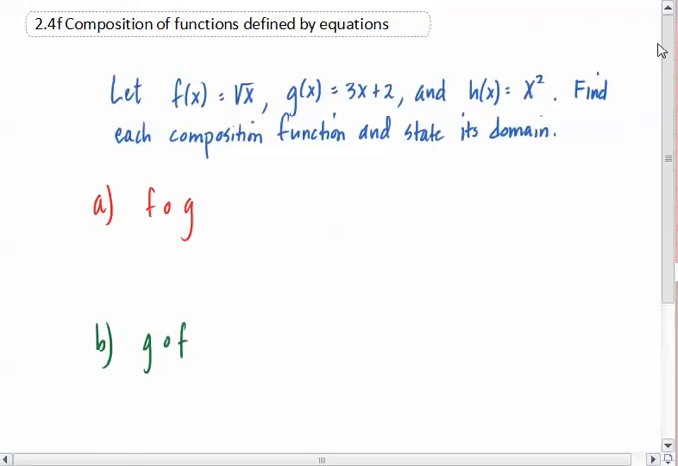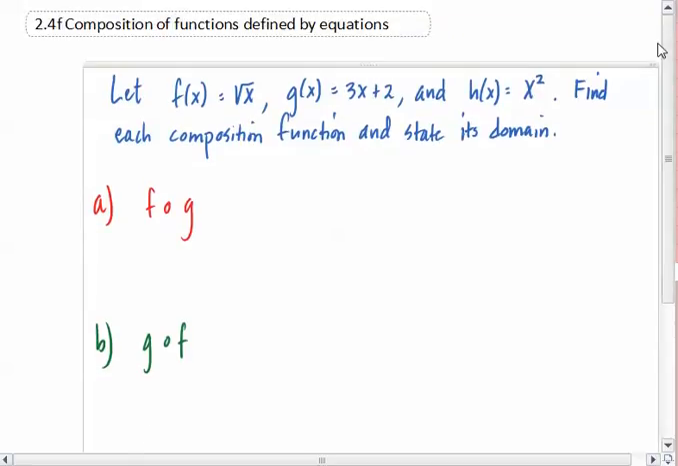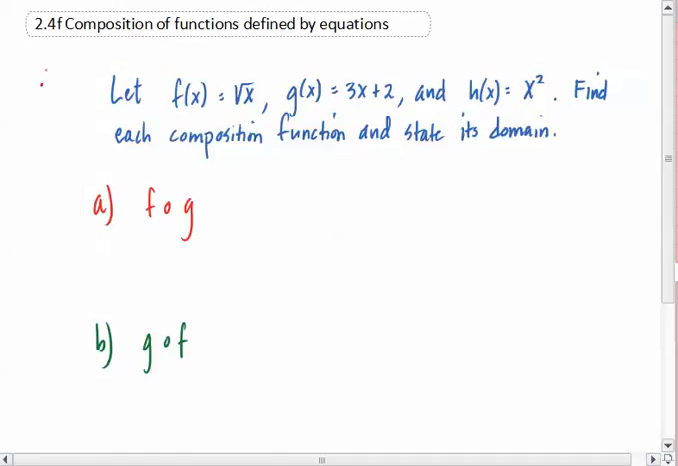All right, let's take a look at 2.4f, composition of functions defined by equations. So let f of x equal square root of x, let g of x equal 3x plus 2, and h of x equal x squared. Find each composition function and state its domain.